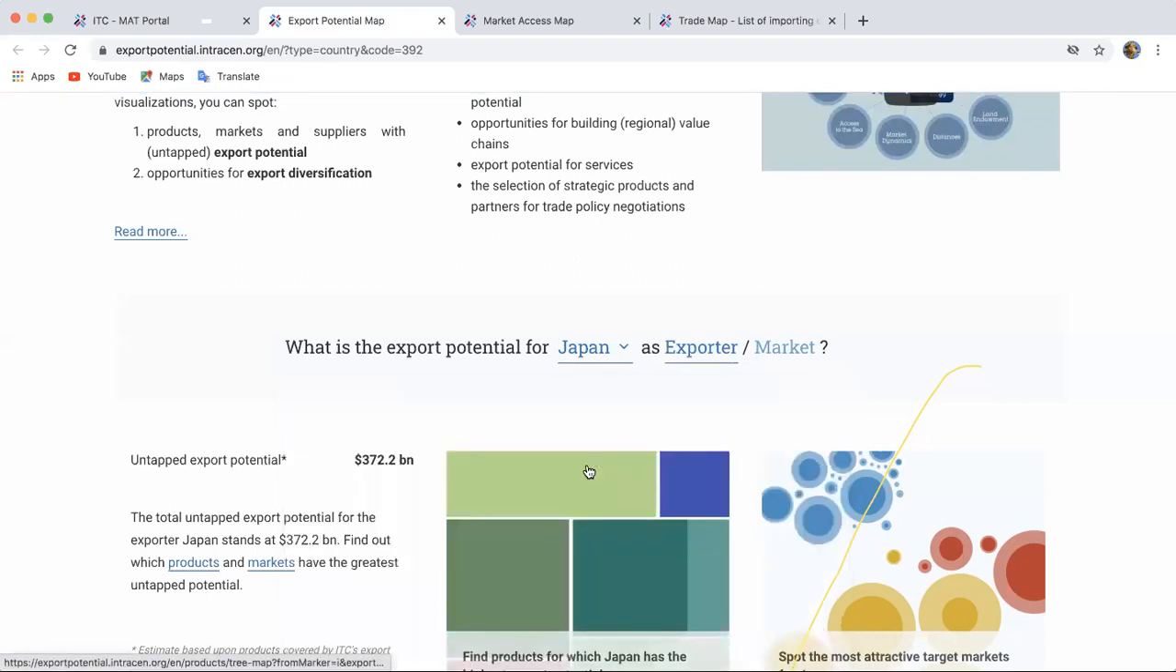So I'm looking at a country and I look at Japan as an exporter. So I leave this one highlighted. And automatically you can see how much untapped export potential this country leaves. So according to our calculations, there is an untapped export potential of 372.2 billion US dollars. So this is a projection of how much Japan could additionally export in the next 5 years if many barriers to trade were to be tackled.